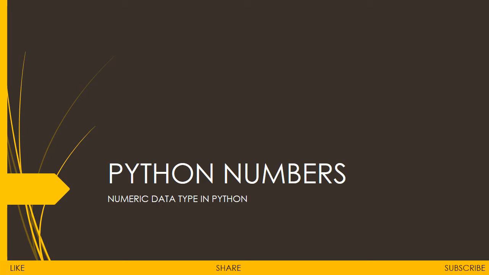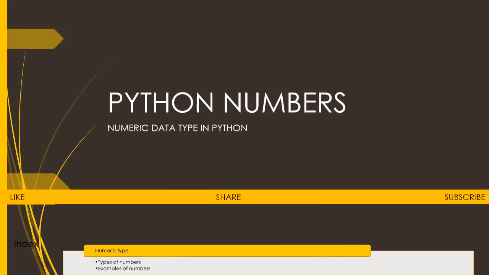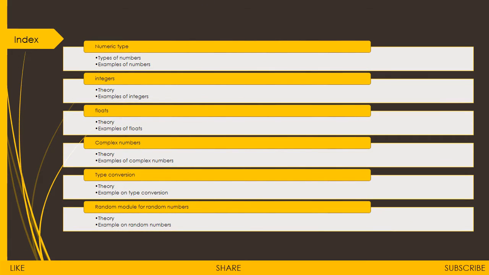Today we are going to learn about the numbers in Python. Numbers are stored in numeric data types in Python. Let's look at the index of our video. Firstly, we will learn what is numeric type of data types. Then we will go to learn about integers, float, complex numbers, type conversion, random module for random numbers.